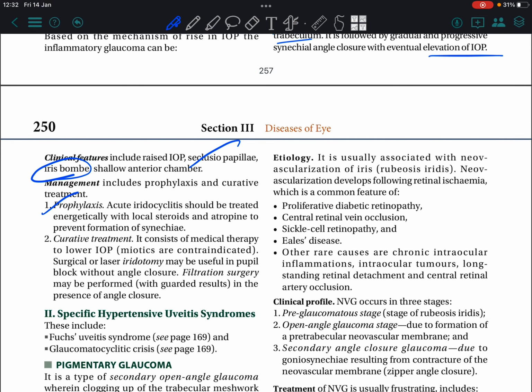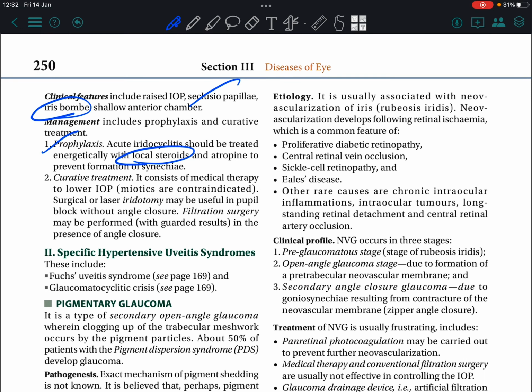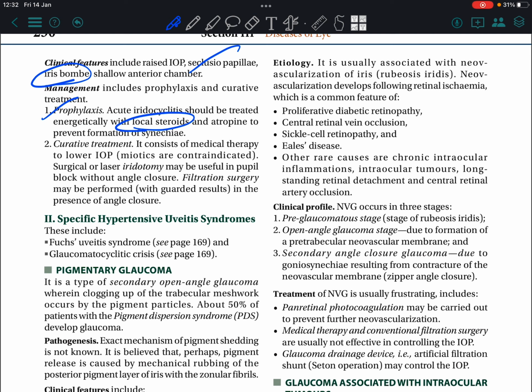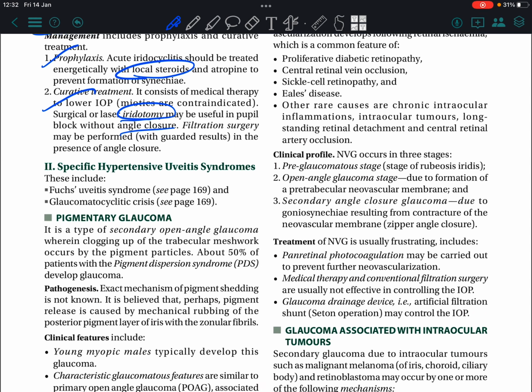Management. Prophylaxis: acute iridocyclitis should be treated energetically with local steroids and atropine to prevent formation of synechiae. Curative treatment consists of medical therapy to lower IOP. Surgical or laser iridotomy may be useful in pupil block with angle closure. Filtration surgery may be performed.